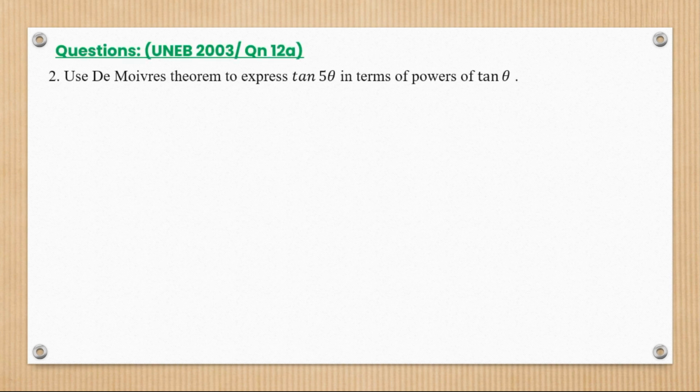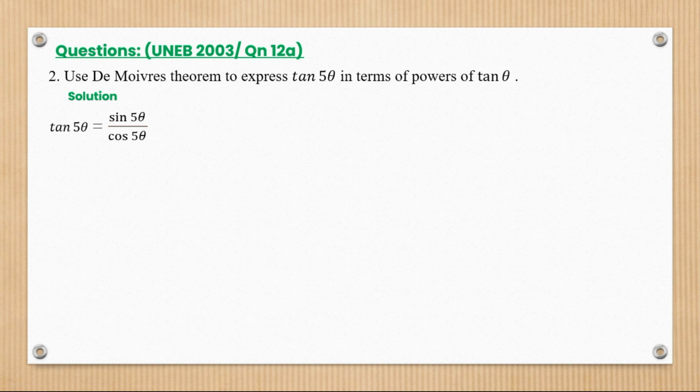Alright, let's look at another example. This was a question from UNEB 2003, question 12a. It asks us to use De Moivre's theorem to express tan 5 theta in terms of powers of tan theta. So how do we do this? First of all, we know that tan 5 theta is the same as sine 5 theta over cos 5 theta.